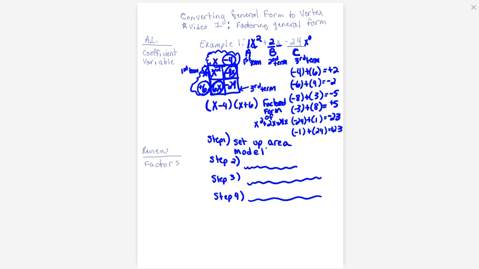Step 3 is find factors of C that add up to B. And step 4, the final step, is rewrite the general form to the factored form.